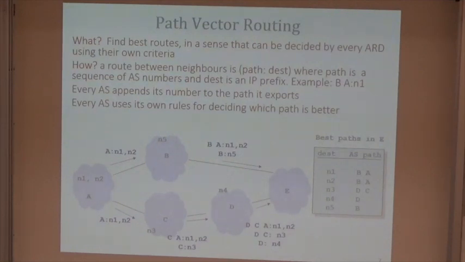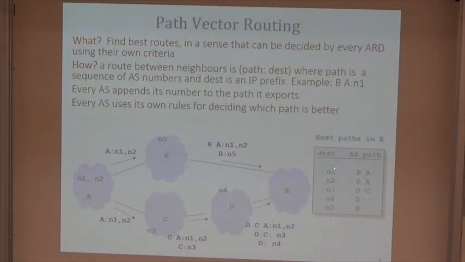So BGP is not computing shortest path. It is simply accumulating the path, where the paths are visible as a concatenation of AS numbers. Now when E receives this, it will have those two paths to N1 and N2. And one of the rules that we will repeat on BGP is that any BGP router keeps always only one route, one path, for any destination prefix. So E will choose one of the two.